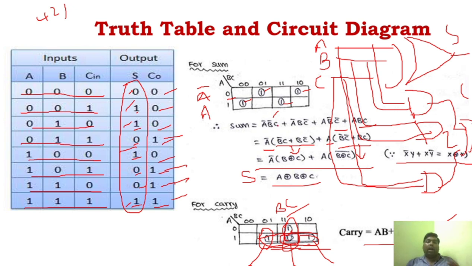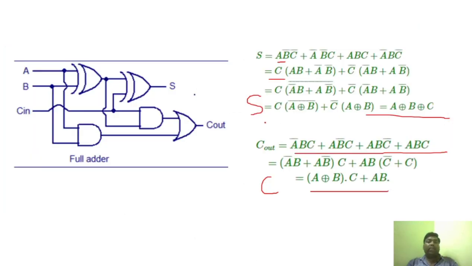But how to design the full adder using half adder? Then you have to draw it in a different way. That is, instead of doing one XOR operation here, I am splitting this expression into two. You can see A XOR B, and the output, that is A XOR B, is XOR with C. I am doing it separately, putting a bracket. You know that by using associative and commutative law, putting brackets, the grouping will not change any result, correct?